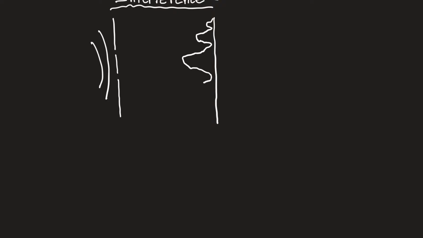So we had a pattern on the back of the screen where there was a whole lot of light in the middle, and then a dark spot. And then there'd be a whole lot of light, though not quite as much as the central spot, and then another dark spot. And this came to be known as an interference pattern.